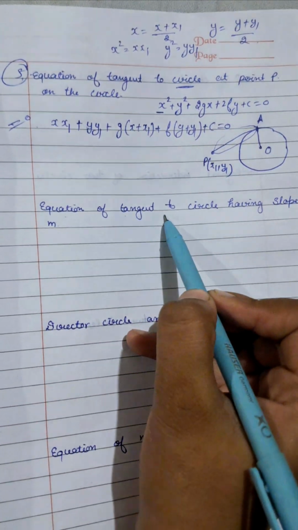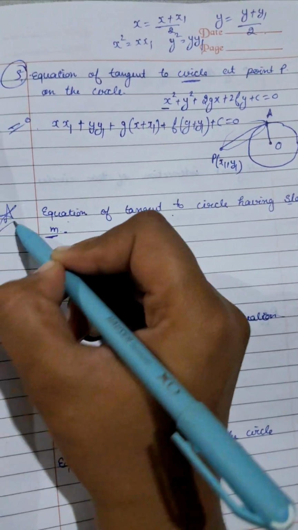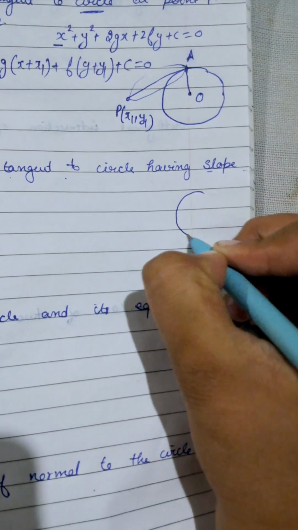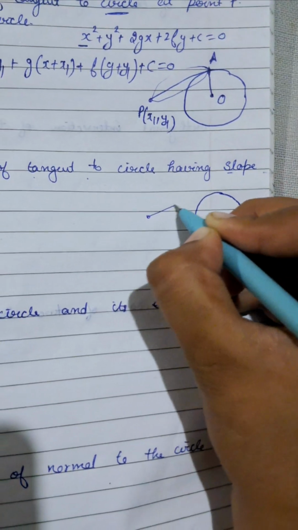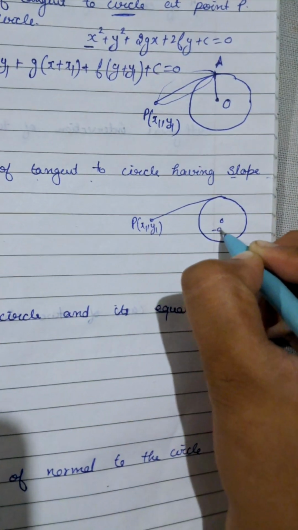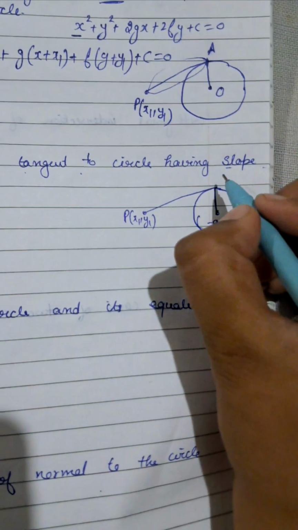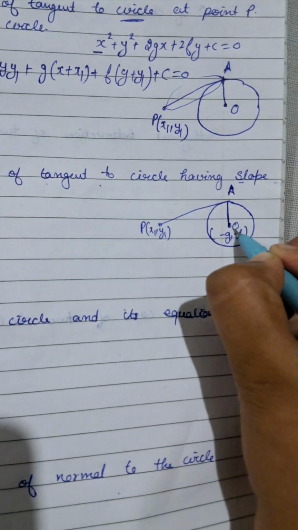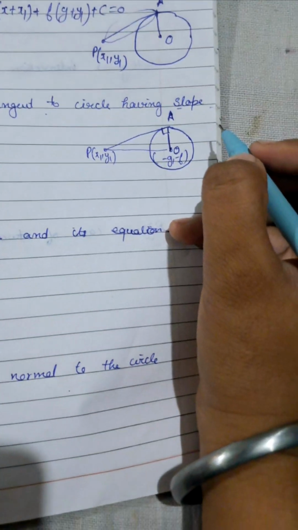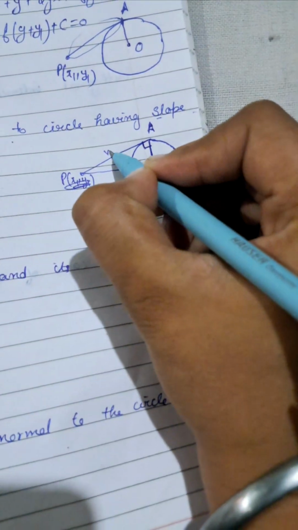Now equation of tangent to the circle having slope m. Very important topic. Let's take one circle. Suppose one tangent at point P, x1 y1. Suppose this is a circle with center minus g minus f. So we have to find the equation of this tangent. Only slope is given, m.